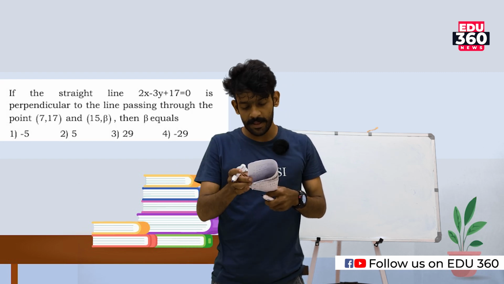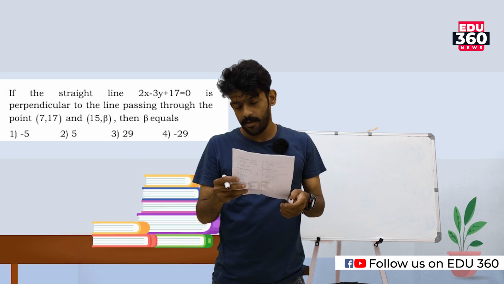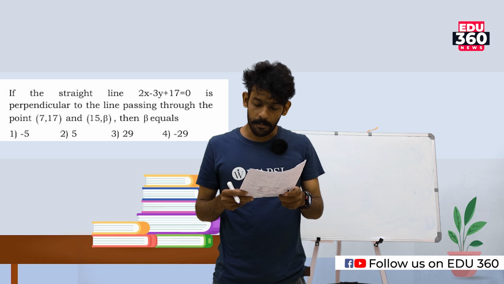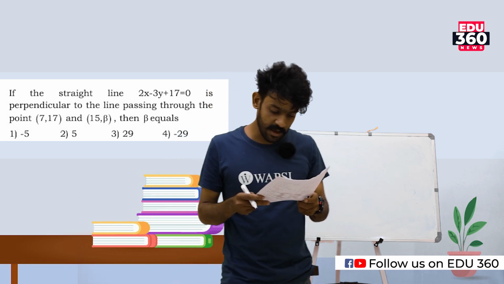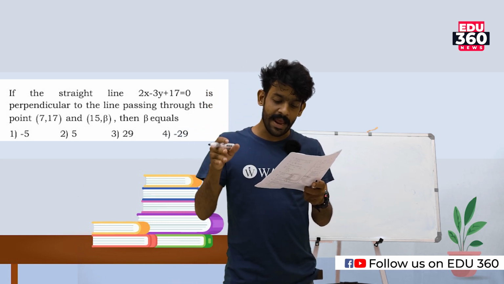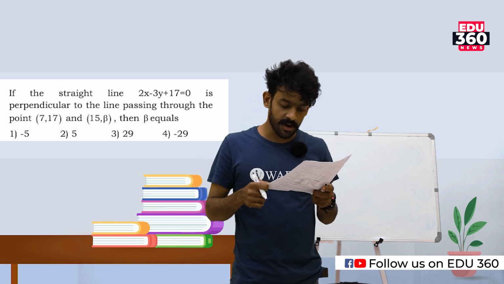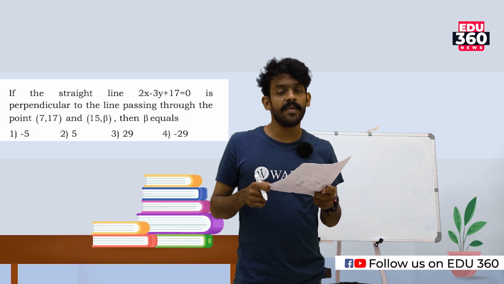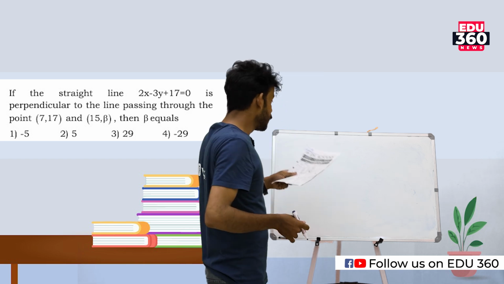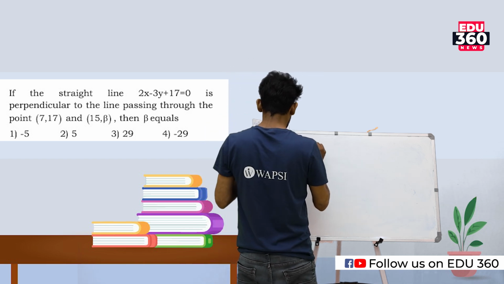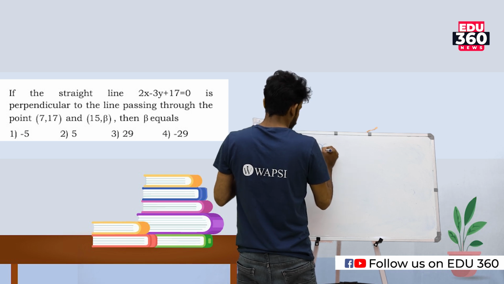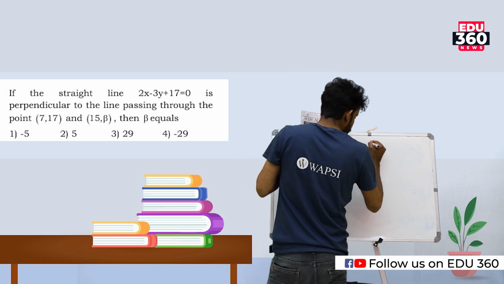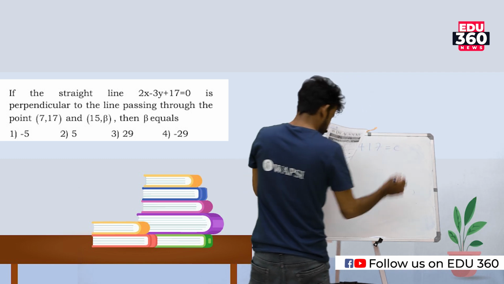So the next question is: given that the straight line 2x minus 3y plus 17 is equal to 0 is perpendicular to the line passing through the points 7, 17 and 15, beta, find beta. So the equation of the straight line is given, 2x minus 3y plus 17 is equal to 0.